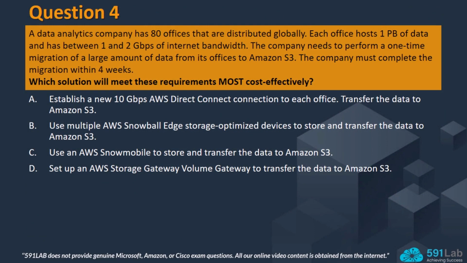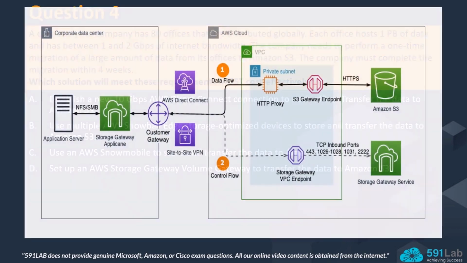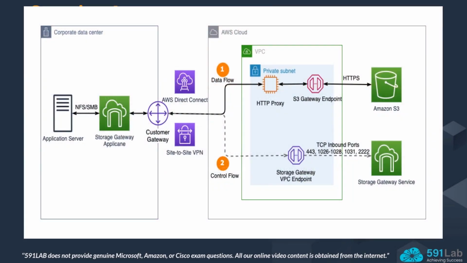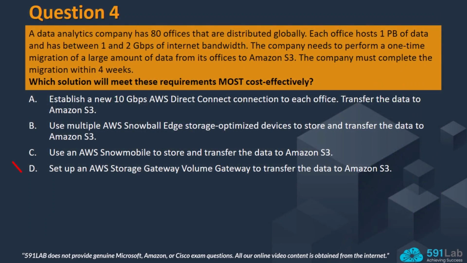Option D. Set up AWS Storage Gateway Volume Gateway to transfer the data to Amazon S3. AWS Storage Gateway is typically used for hybrid cloud scenarios and may not be the most efficient for a one-time migration of this scale. It involves ongoing data synchronization and may not meet the 4-week time frame. So this one is also an incorrect choice.